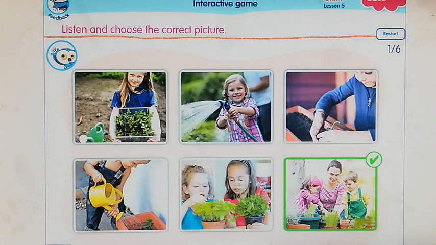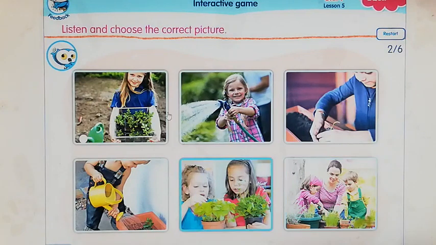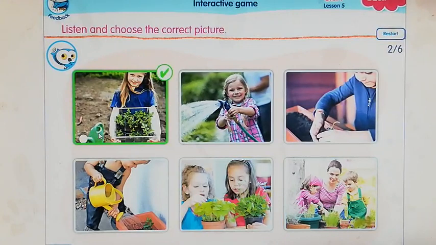Okay. This girl is holding some plants. There is a green watering can. Green watering can with a girl holding some plants. A girl, just one girl here. And this is the green watering can. So that's the picture.